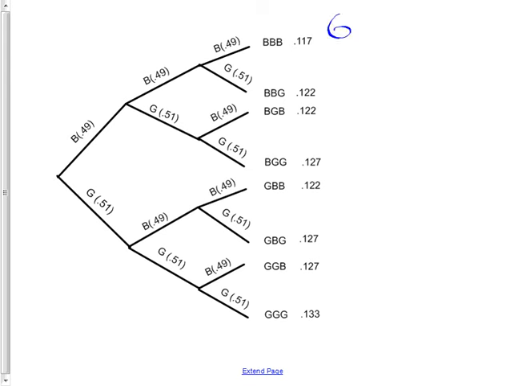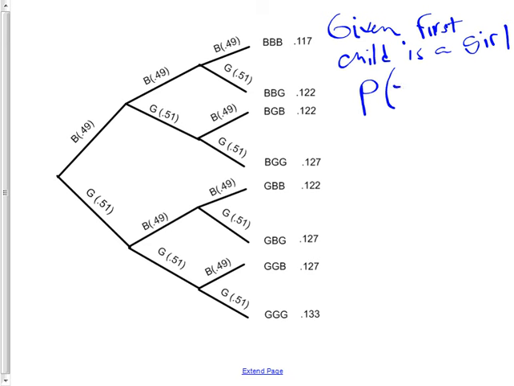Given the first child is a girl, what's the probability of exactly 2 girls? In other words, it's not okay to have 3 girls. You win if they get exactly 2 girls. Given the first child's a girl, what's the probability of exactly 2 girls?